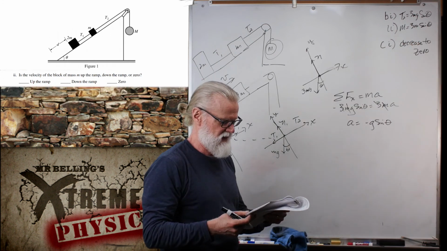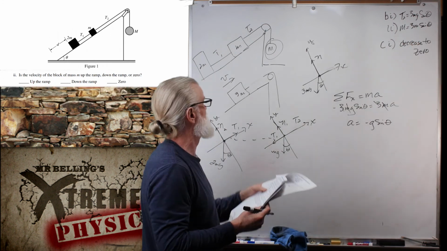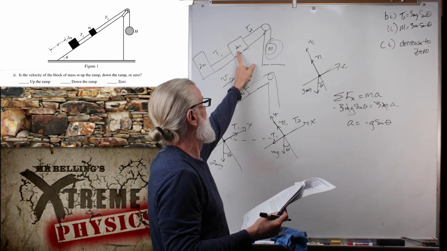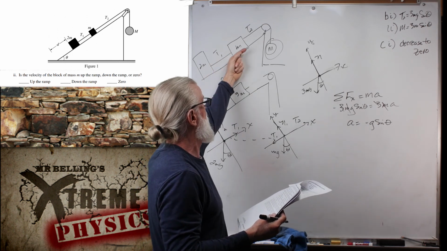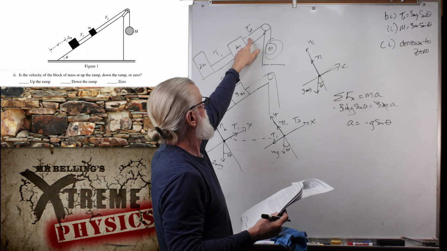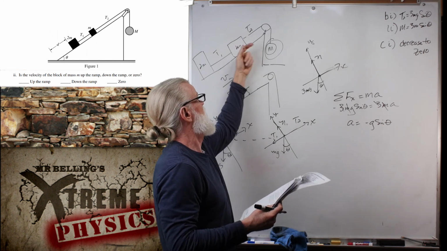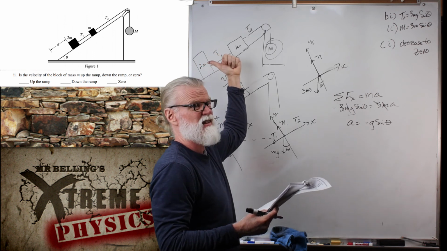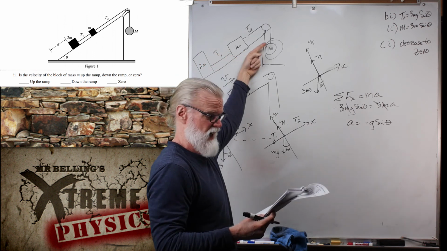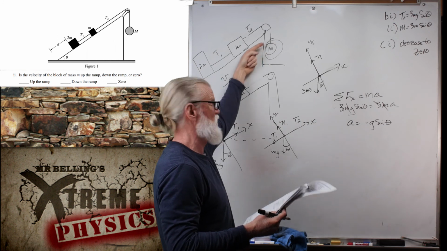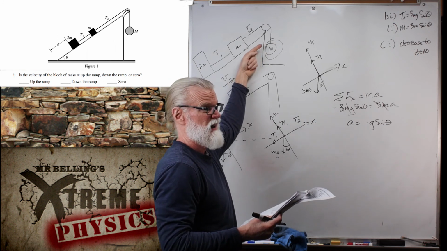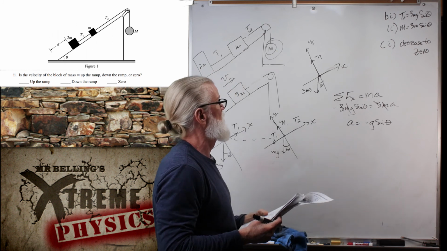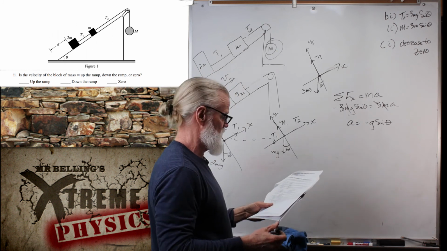Is the velocity of the block of mass m up the ramp, down the ramp, or 0? Well, it was going up the ramp, and all of a sudden we cut that, so it now has a downward acceleration. But because it had inertia, it's still going to have an upward velocity. It's still going to go up the ramp for a little bit. It's going to slow down and go down the ramp eventually. But initially, it's going to be going up the ramp.